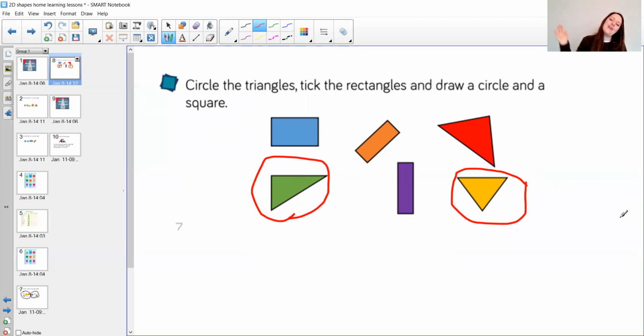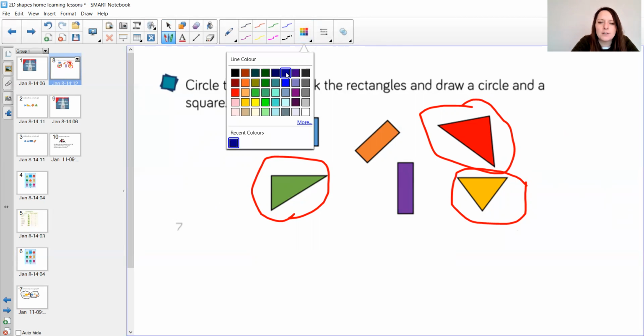I hope you're all shouting, no, Miss Brown, you're not done. You're just teasing us. There is also a triangle here. Okay, so I've got 1, 2, 3 triangles. It says tick the rectangles. So these should be rectangles. I'm just going to check.